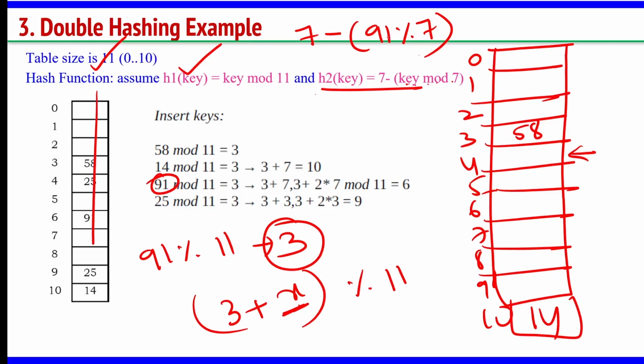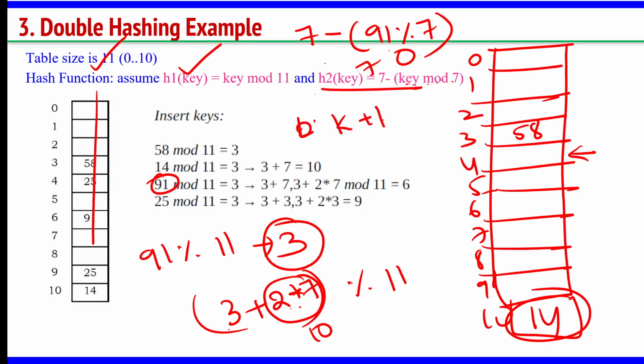So, what is 91 mod 7? 91 mod 7, the remainder is 0. 7 minus 0 is 7, so I have to add 7 here. 3 plus 7 modulo 11 is 10. You see, 10 is also already occupied. Now you have to find the next one. How do you find it? Again, you multiply the key by 2, so 2 into 7. So, which probe value should I add? Key plus 1 is linear probing.